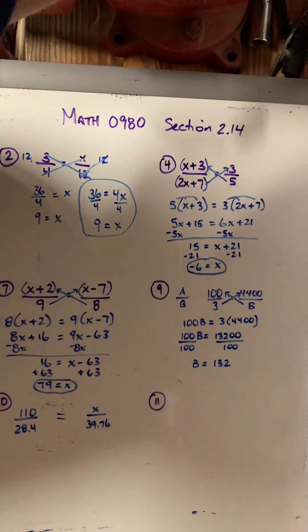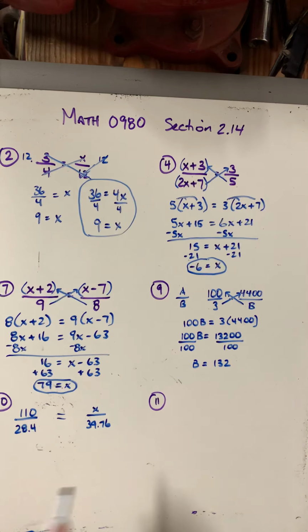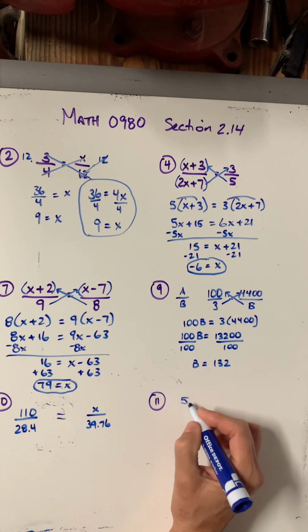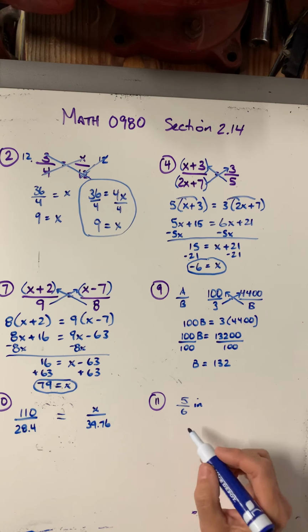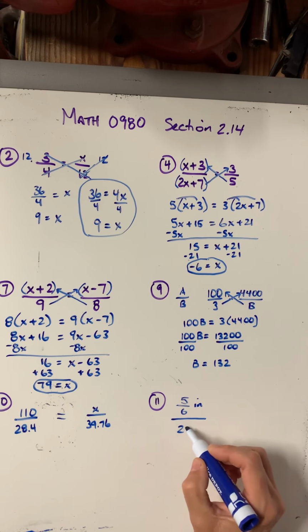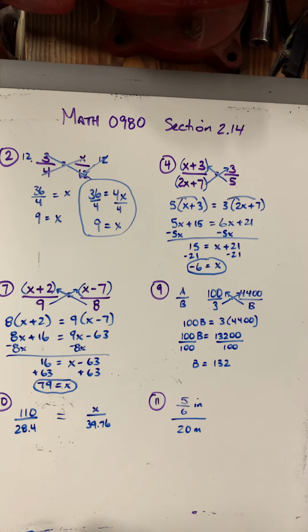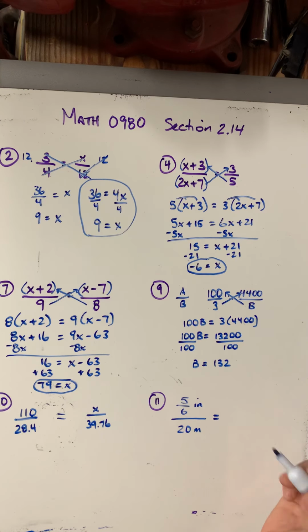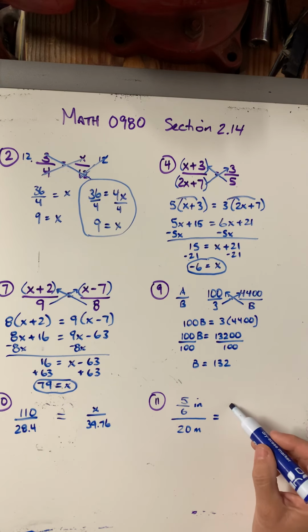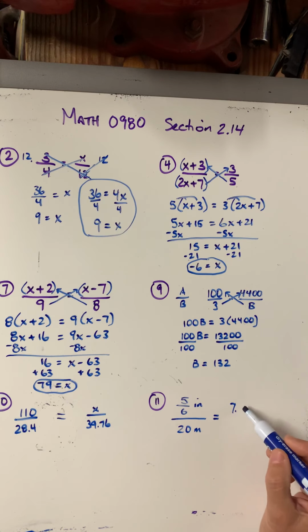So I won't finish that problem, I just wanted to show you the setup, and I'll show you the setup on number 11 as well. It says the scale on a map is approximately 5/6 inch to 20 miles. So that would be 20 miles. If the distance from city A to city B measures 7.5 inches, so here's my equivalency, 7.5 inches, inches would be on the top because they're on the top there.